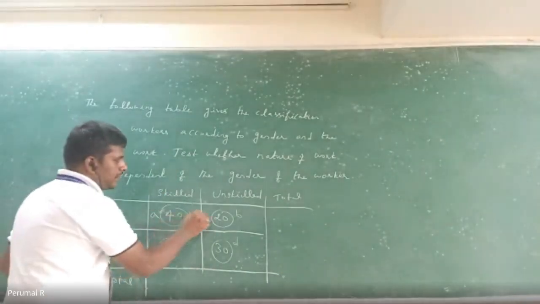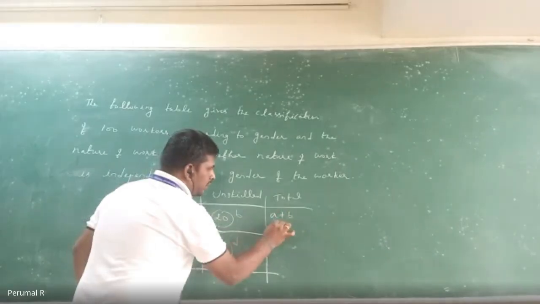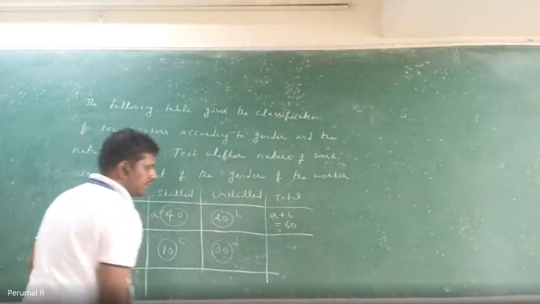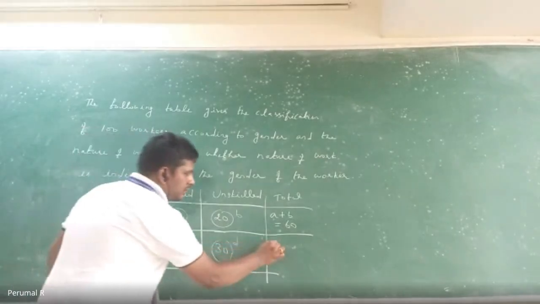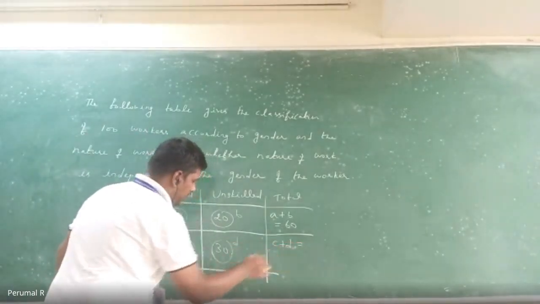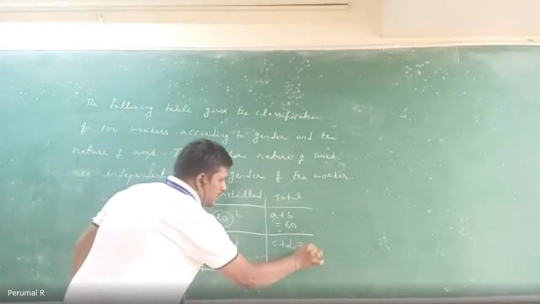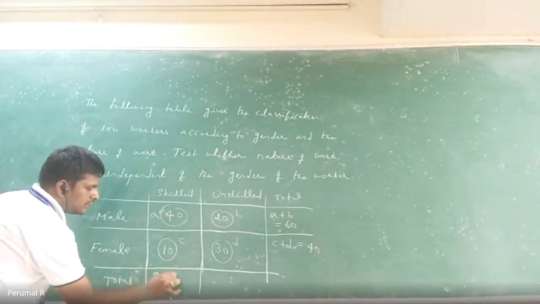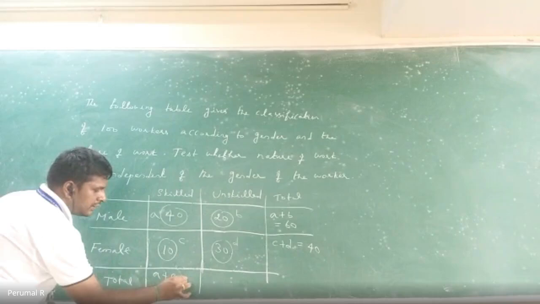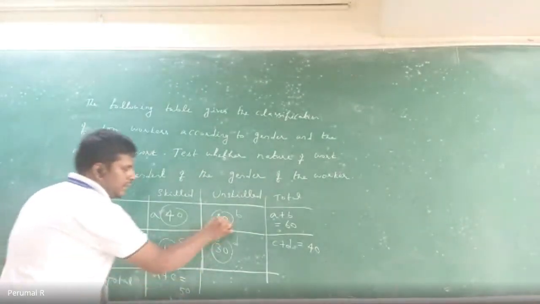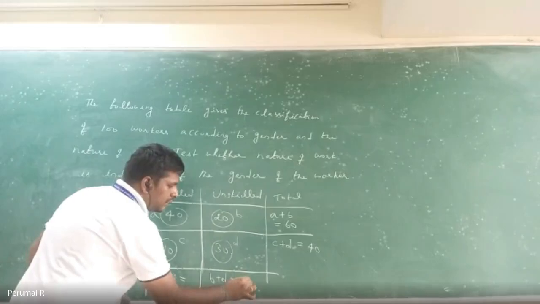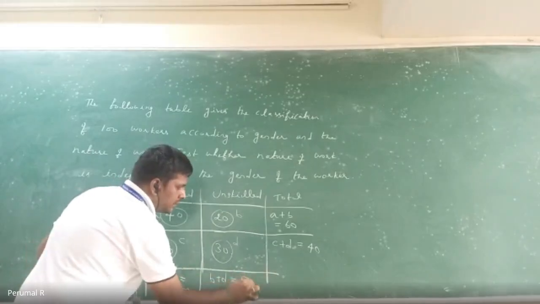So what do you have to get? A plus B, that is nothing but 40 plus 20, 60. C plus D, 10 plus 30, that becomes 40. Next, A plus C, 40 plus 10, that becomes 50. And B plus D, 20 plus 30, that becomes 50.